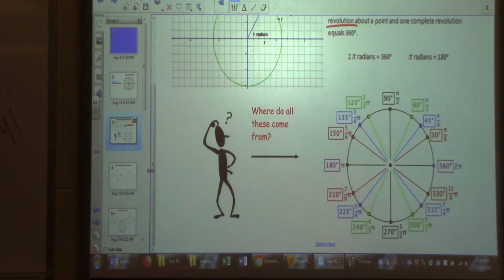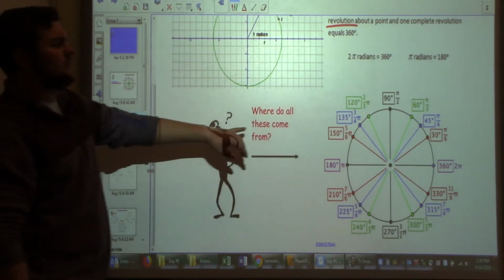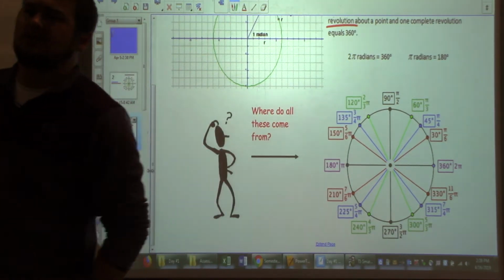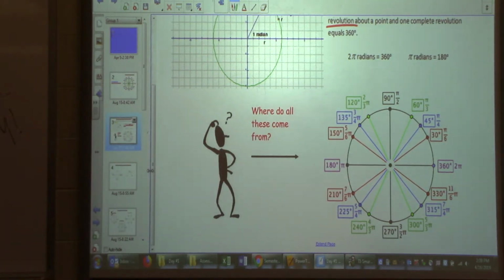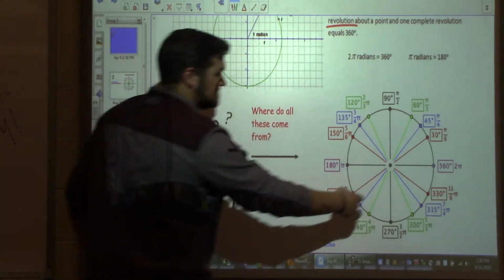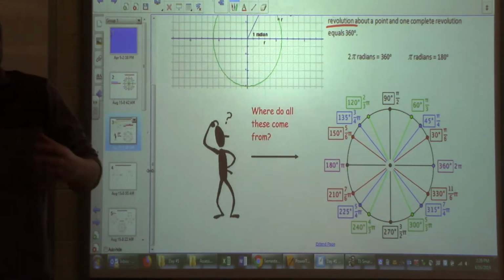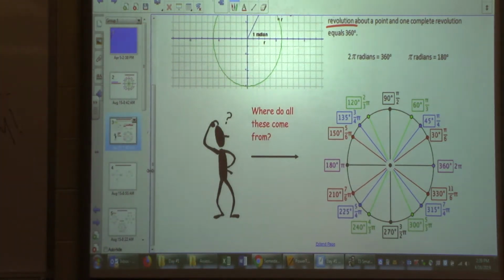Alright? Now, where do you think these numbers come from? 30, 45, 60, 90. Where do you think they come from? I have a guess. Like, where do you see 30 and 60 together in math? 90. Triangle. What kind of triangle? Right triangle. A special right triangle, right? 30, 60, 90. 45, 45, 90. There's a reason we go in these increments. We go 30 degrees. We go 45, 60. Because all of our values for those come from special right triangles.